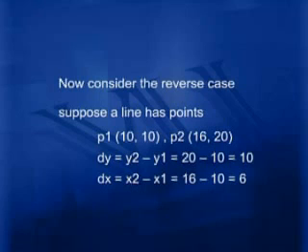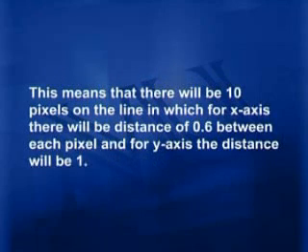So here dy is more than dx. We are traveling more along y-axis and less along x-axis. And here this means that for 10 pixels on the line, we have for x-axis a distance of 0.6 and for y-axis a distance of 1.